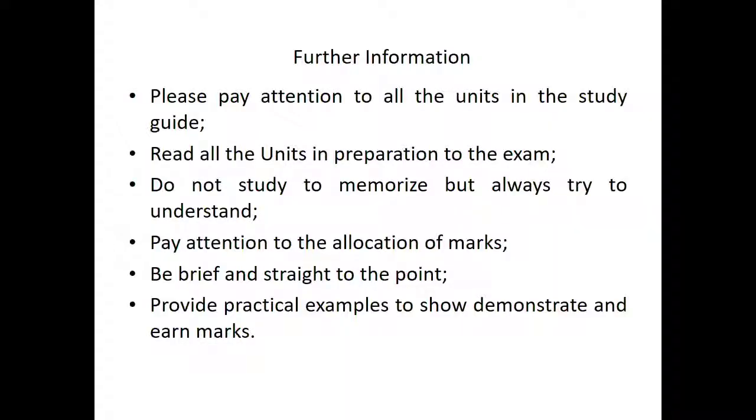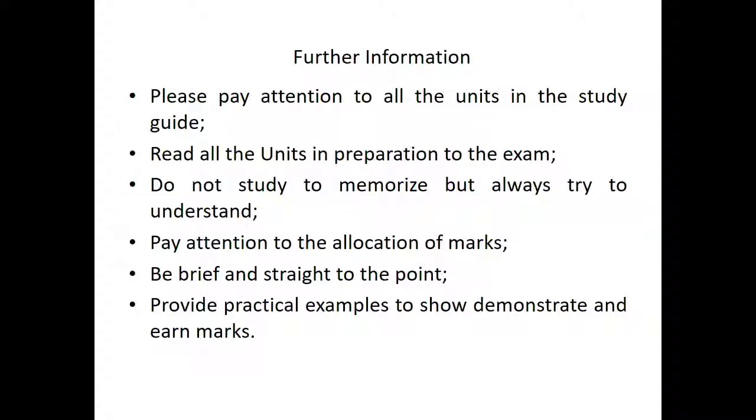You are traveling from Rehoboth, but you're going to Okahandja, but you pass by Marienthal and Gobabis for you to come back again to Okahandja. Please be straightforward and be brief. Provide practical examples to demonstrate and earn marks. As long as I'm interested to find the marks from the book, I'm also interested in practical examples based on the subject content.